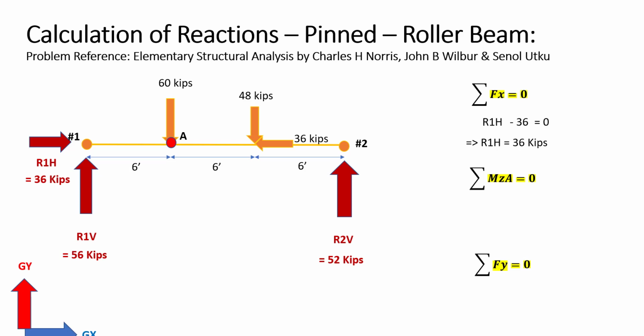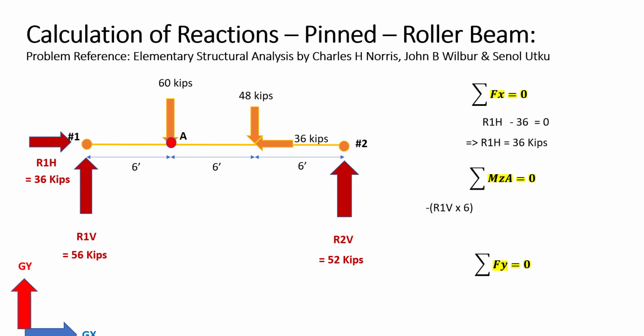Now, you have to understand that at this point, we have already used the equation sigma Fx equal to 0, and we have already solved for R1H. So we already have the solution of R1H as 36 kips. But we are yet to solve for R1V and R2V. The 56 kips and 52 kips shown here come from the solution that we had done in the earlier session. Now, what will happen if we take the moments of the applied and the reactive forces about point A?